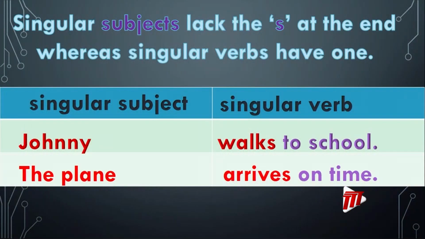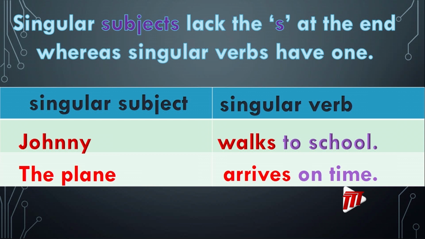And as we said, singular subjects lack the S this time. So if you have a plural subject, the S goes at the end in most cases. But if you have a singular subject, then it lacks that S. There's no S at the end there. But the singular verb does have the S. So again, it's the opposite.